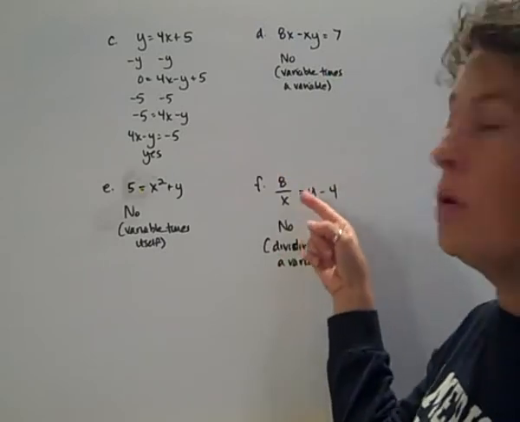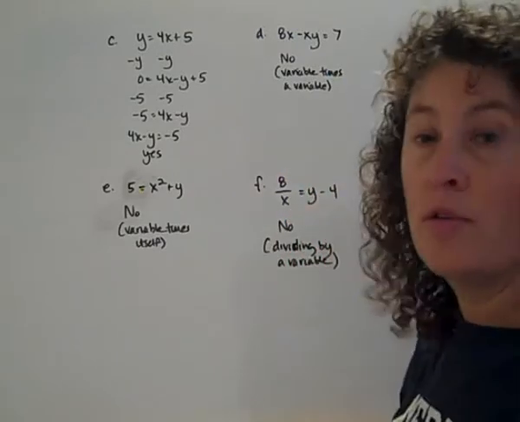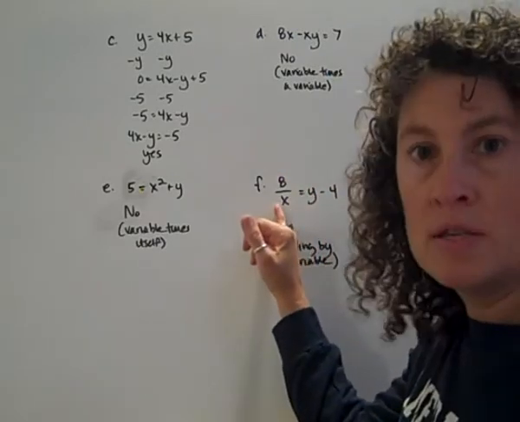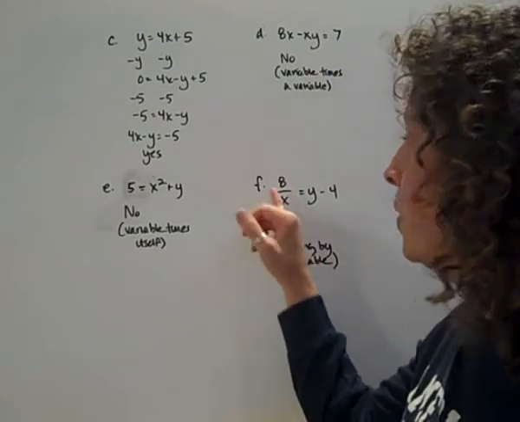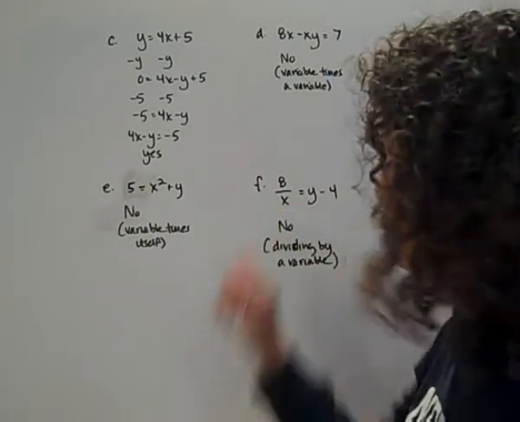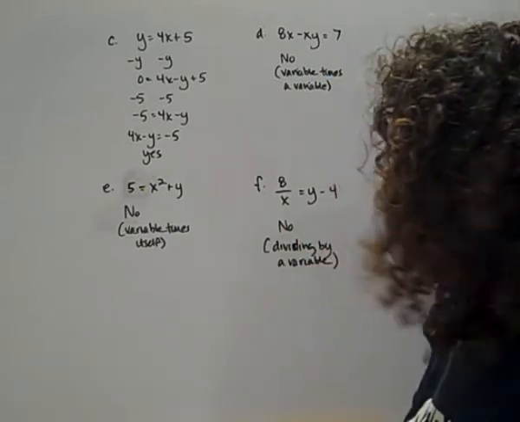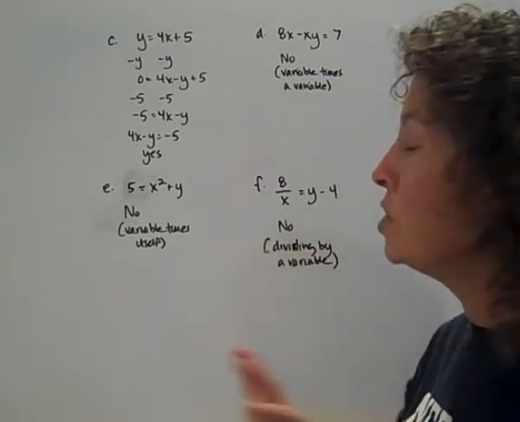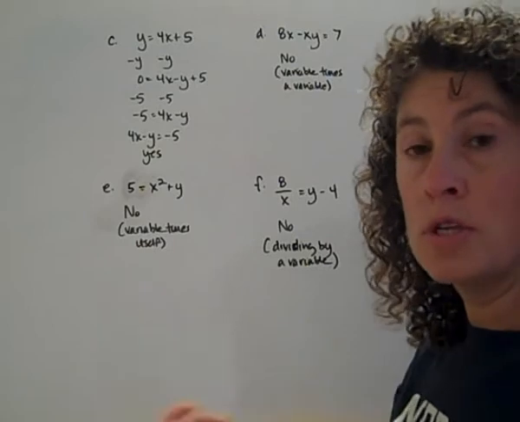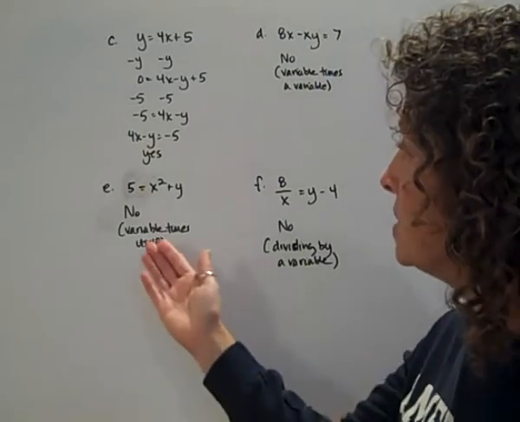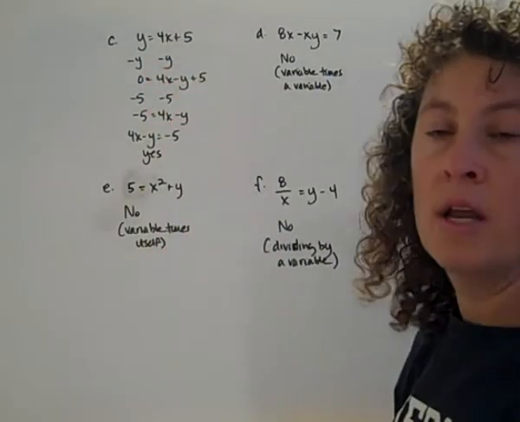And then I have 8 over x equals y minus 4. So here I see that I'm dividing by a variable. I have my variable in my denominator there. I can't do that. That does not give me a linear equation. So no, it's not linear because we're dividing by a variable. So again, we're just determining, is it linear or not? We're just categorizing these. And if it is linear, then we're writing it in standard form.